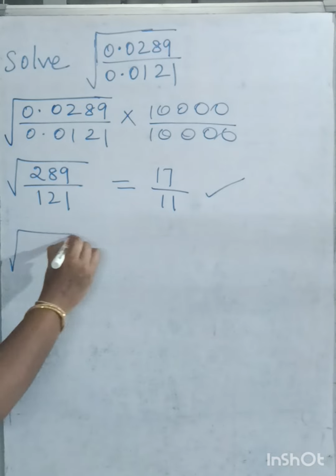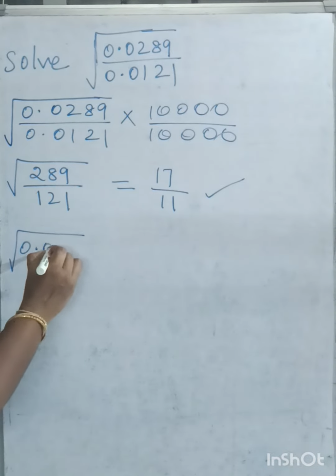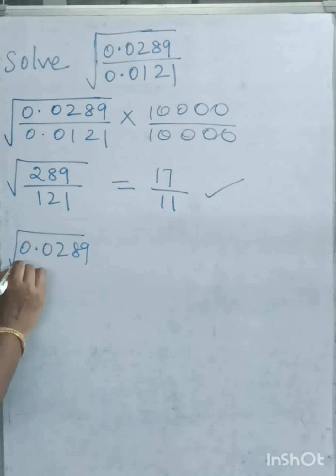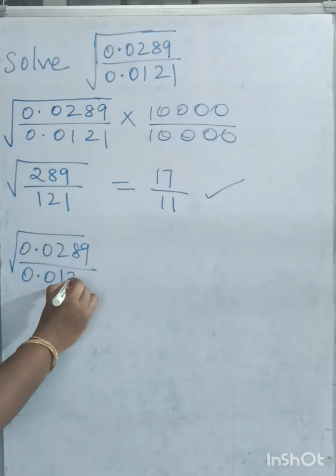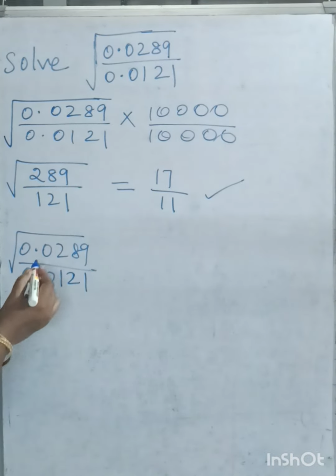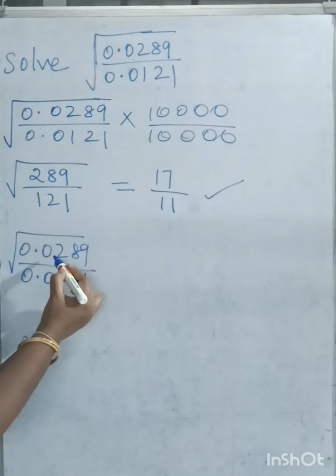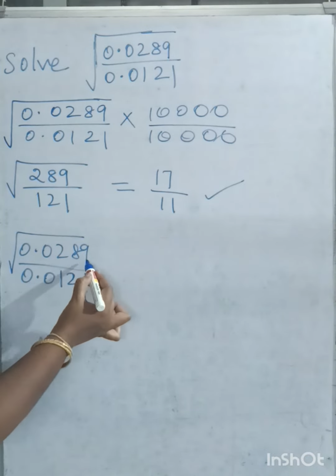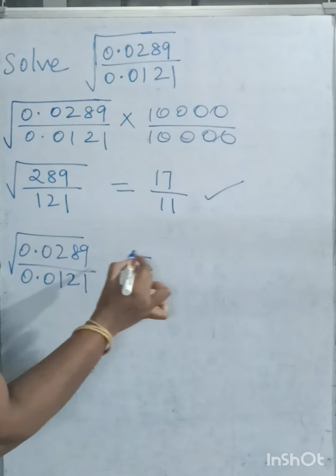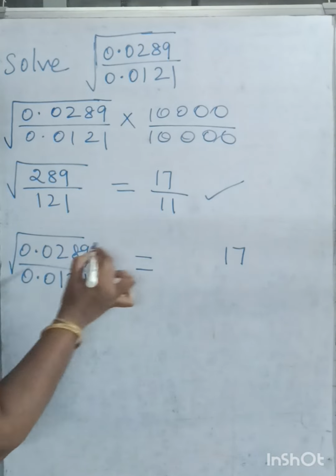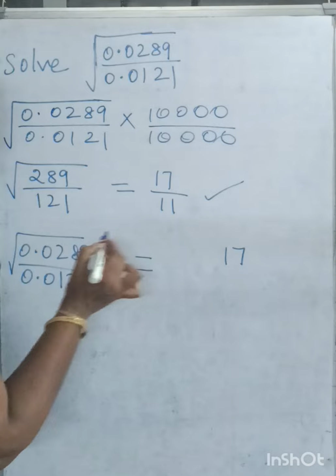First, square root of 0.0289 divided by square root of 0.0121. Now directly we can write the square root of 0.0289. I will tell you how to do that. Square root of 289 is 17. We know that square root of 289 is 17.